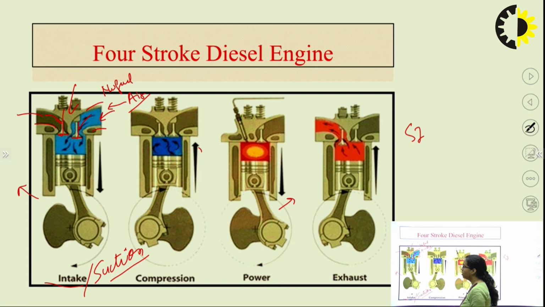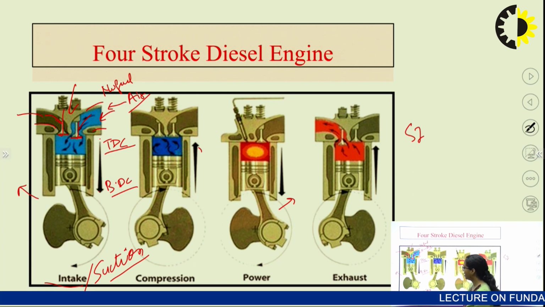You can also learn the comparison between SI and CI engine from the working of these two. Only air is supplied in the CI engine in the first stroke, and the inlet valve remains open and the piston moves from TDC to BDC. TDC is top dead center, and BDC is bottom dead center. So the piston moves from TDC to BDC, and this is the first stroke of the piston in a CI engine. As the pressure falls below atmospheric pressure, intake is done in this way.